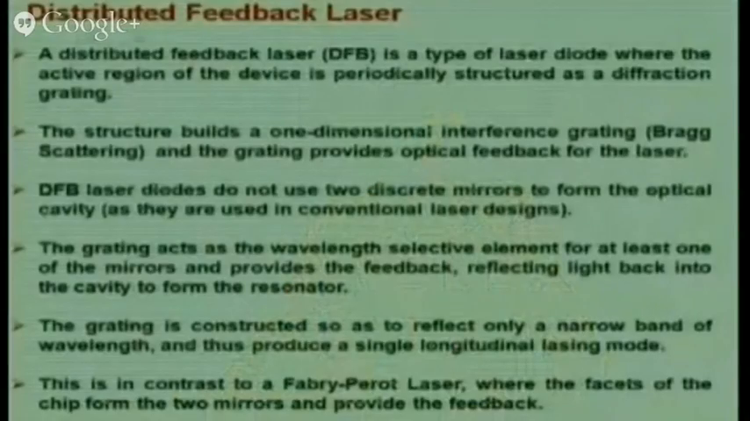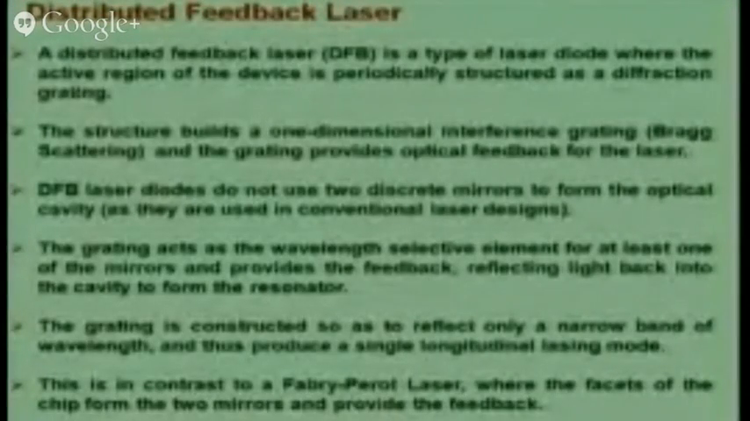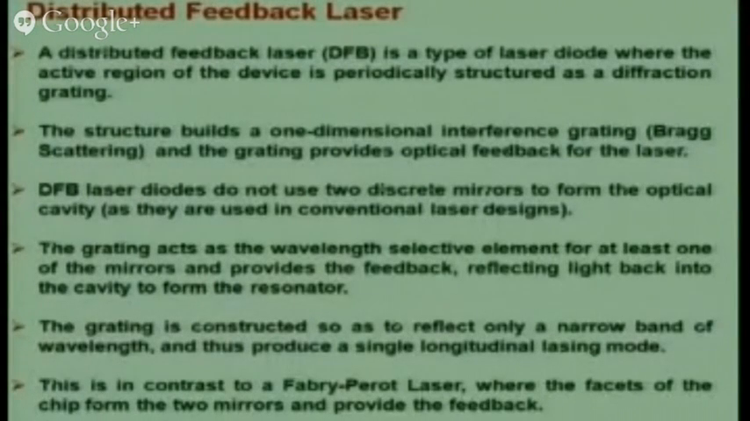So in this process comes the distributed feedback laser or distributed Bragg reflector, wherein a distributed feedback laser is a type of laser diode where the active region of the device is periodically structured as a diffraction grating. So in the active region, I have created a diffraction grating on that surface. The structure builds a one-dimensional interference grating, which is Bragg scattering based, and the grating provides optical feedback for the laser. The other wavelengths will not sustain, only that wavelength which matches the grating period structure sustains, right?